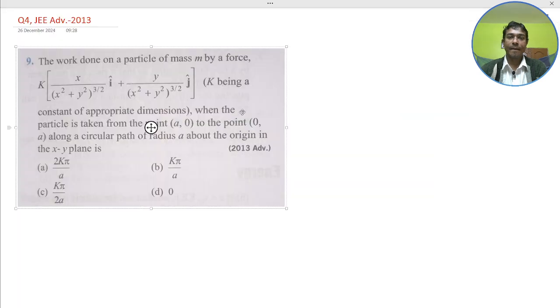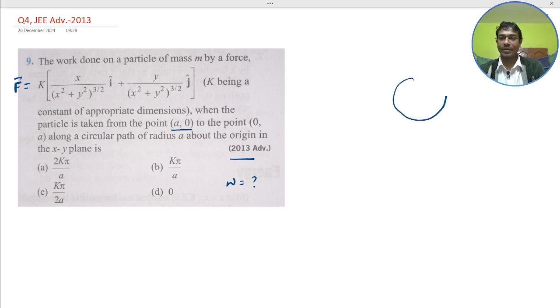JEE Advanced 2013. The work done on a particle of mass m, given in this form, when the particle is taken from point a, 0 to point 0, a, along a circular path of radius a, and you have been given the force here. You have to find the work done.